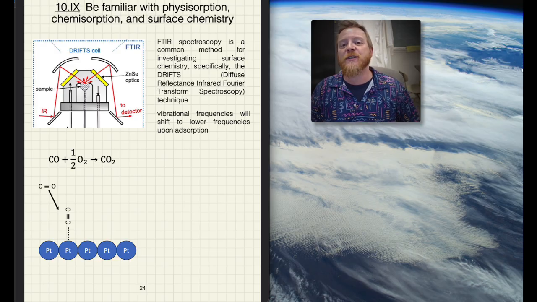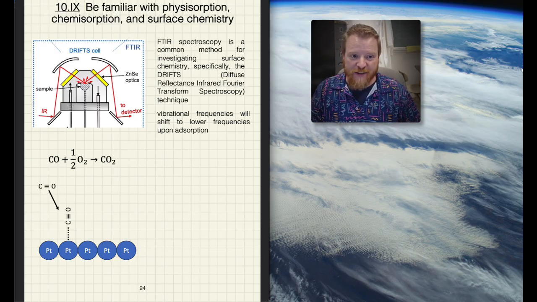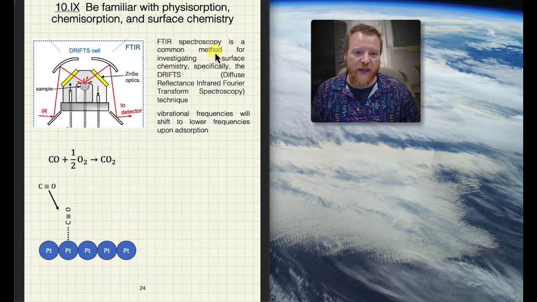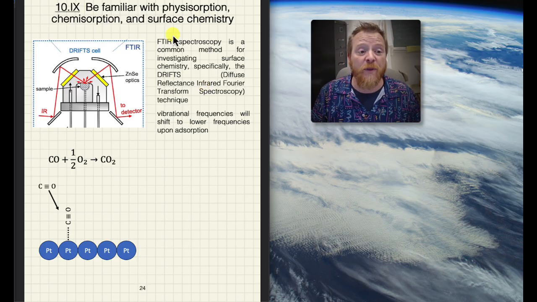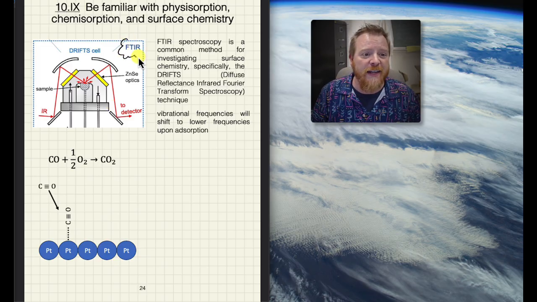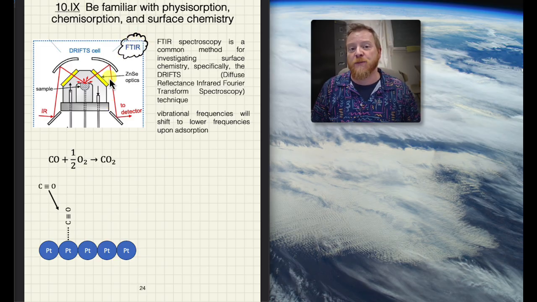So there are several techniques that are considered surface sensitive techniques. The main one that I'm going to highlight this semester is known as the DRIFTS technique, which stands for diffuse reflectance infrared Fourier transform spectroscopy. This is just a very fancy sample holder that's placed in a commercial FTIR spectrometer.